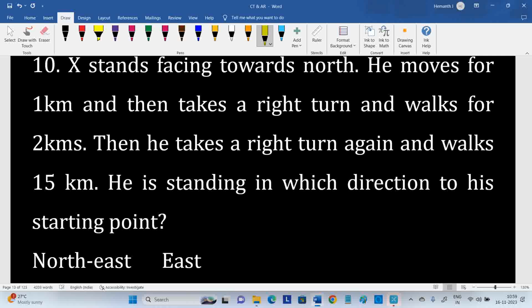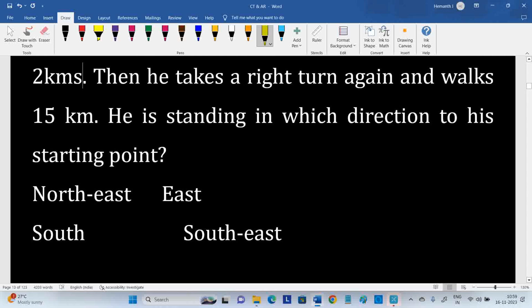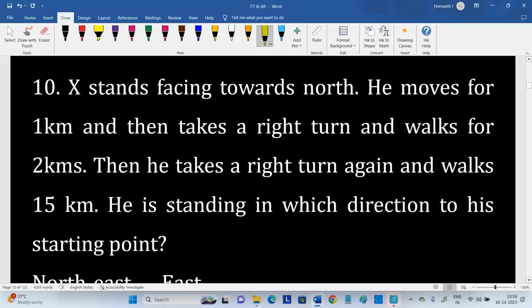Now which direction is he facing? South, northeast, east, south, southeast. See, simple logic. Listen, listen. I will explain both without diagram and with diagram. Without diagram, first see which direction he is facing. North. Okay, how many kilometers did he walk?